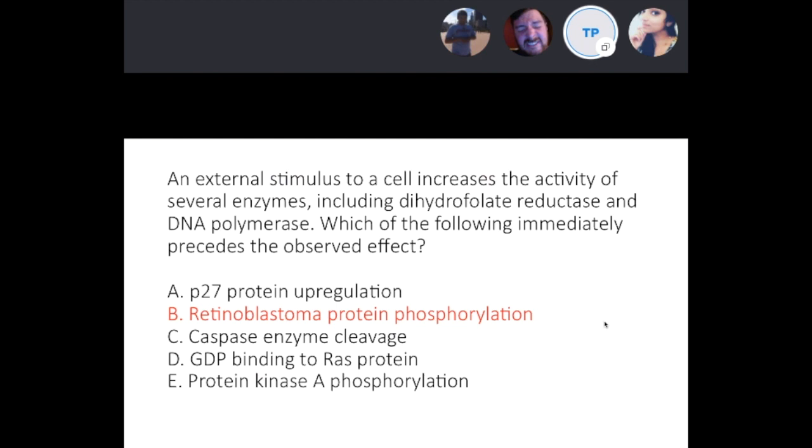So overall, the activity of RB protein is to serve as a brake and stop the cells from dividing if they are damaged.